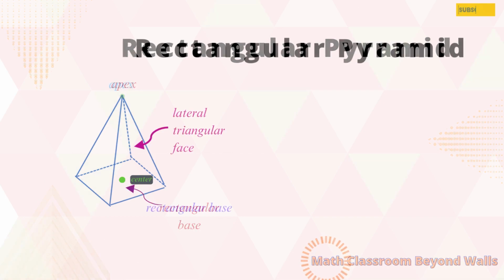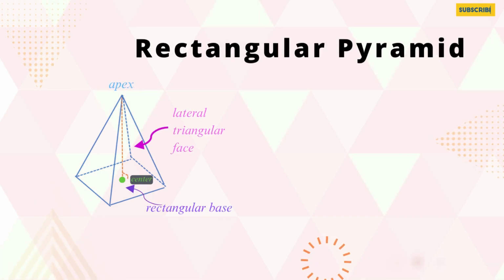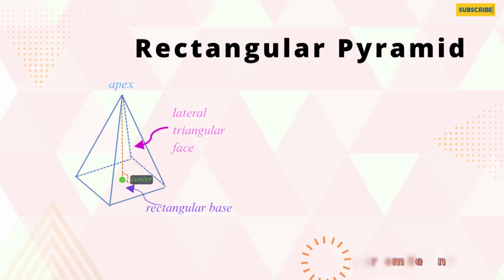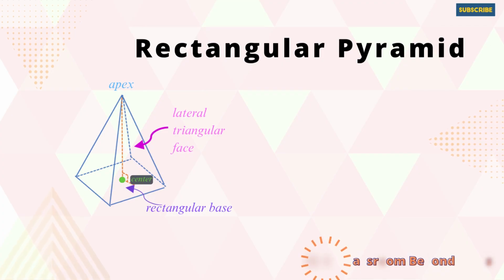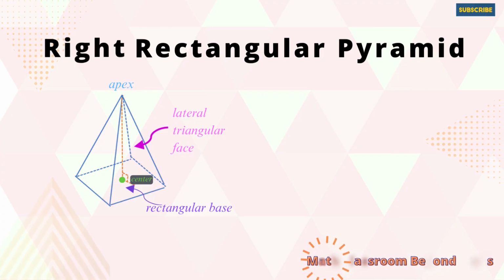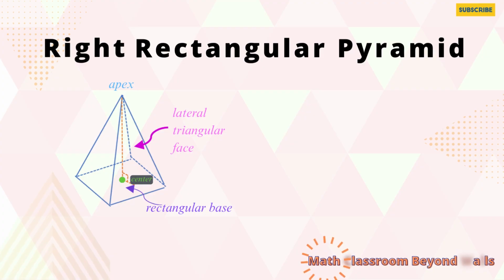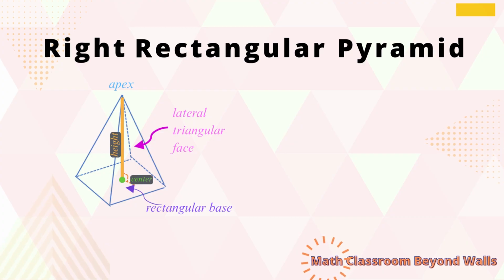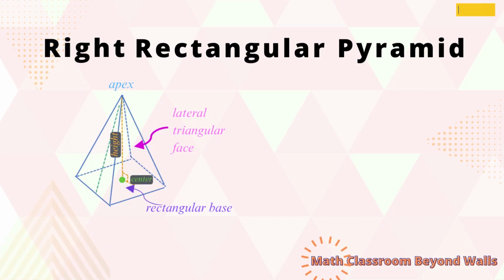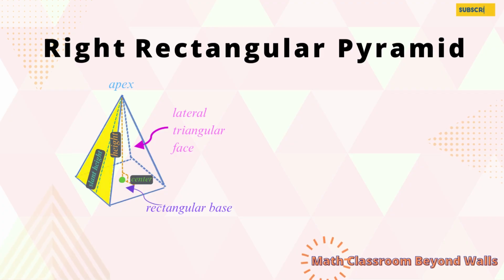Now, when the line connecting the apex and the center of the base is perpendicular to the base, we say that the pyramid is a right pyramid. For this type of pyramid, the distance from the apex to the center of the base is the height of the pyramid. We also have another height here, which is the slant height. This is the height of each lateral face.